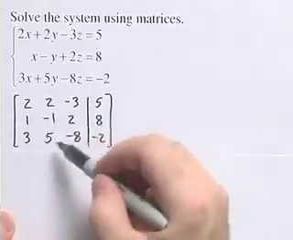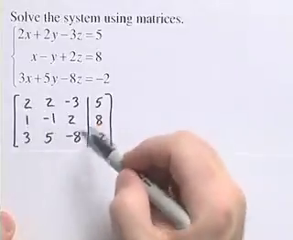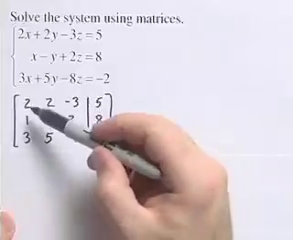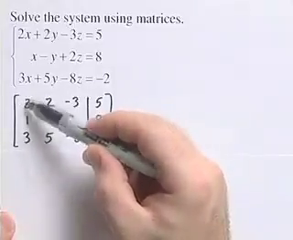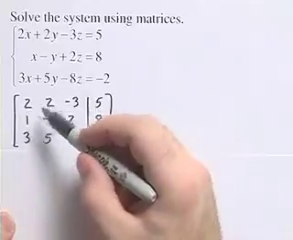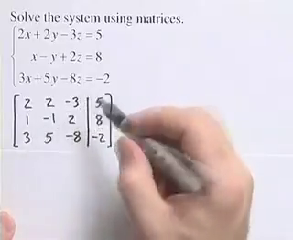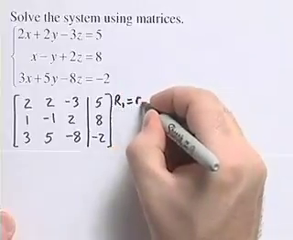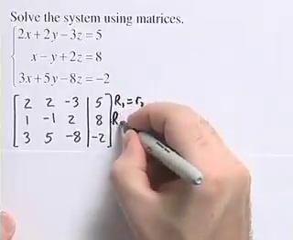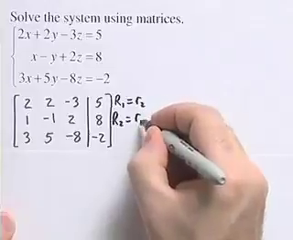Our goal when using matrices is to try to get this matrix into row echelon form. To do that, we need a 1 in this 1,1 entry up here in the upper left corner. We can do that by switching the first and second rows. So we're going to say our new row 1 is equal to the old row 2, and our new row 2 is equal to the old row 1.